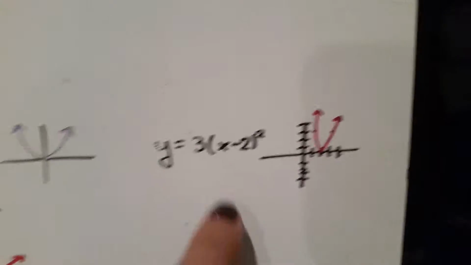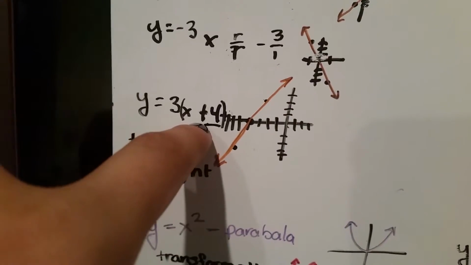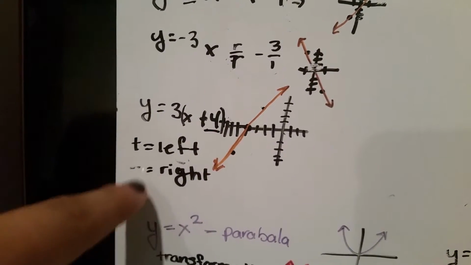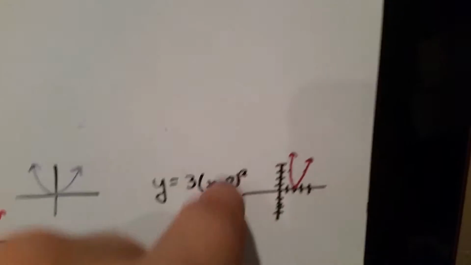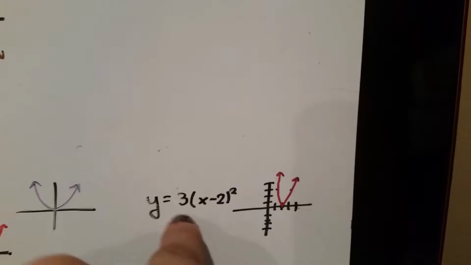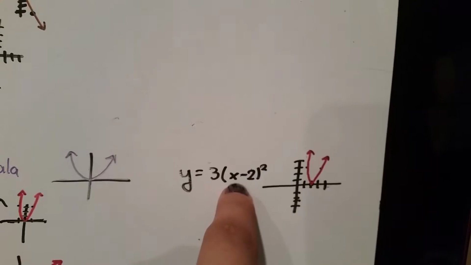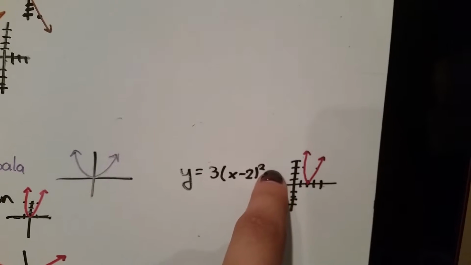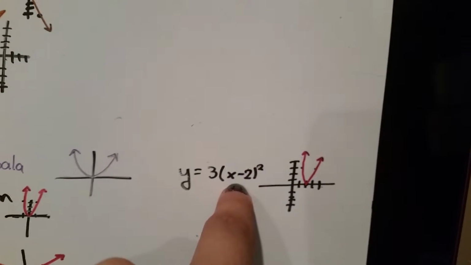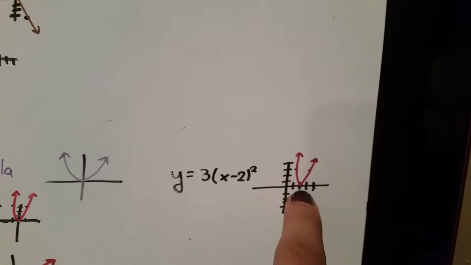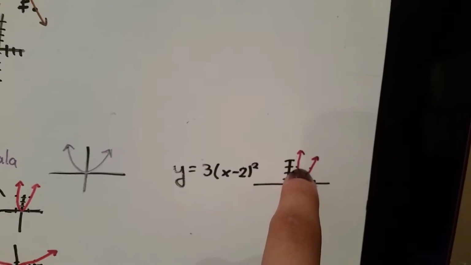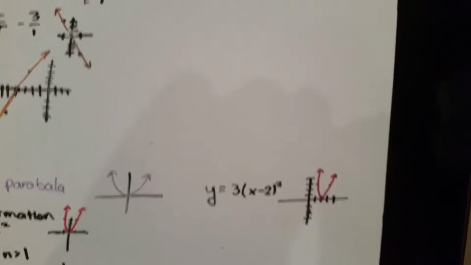Now if we look here, just like we had over here, x plus 4, plus is left, negative is right. Now we have y equals positive 3, it's greater than 1, so it's going to be a vertical stretch. X minus 2 squared, so it's going to be a parabola. Minus 2 makes it go over to the right 2, up 3, over to the right and left 1.